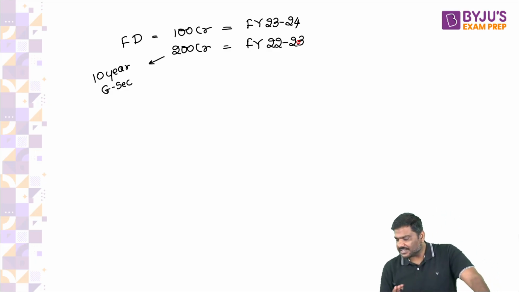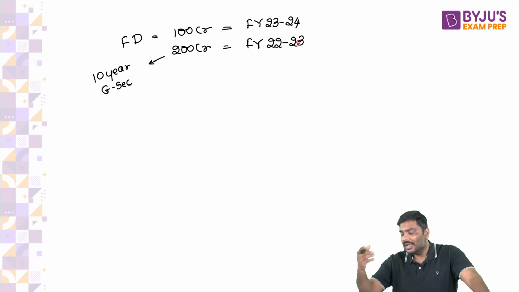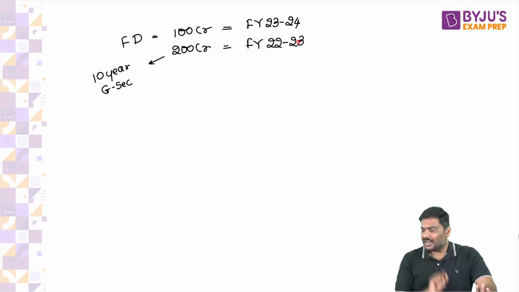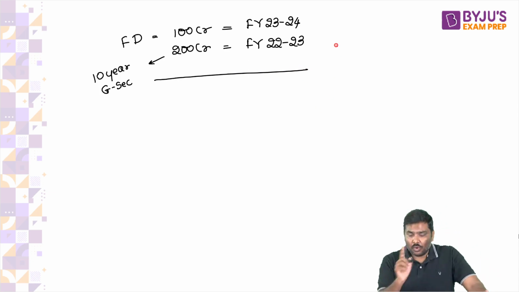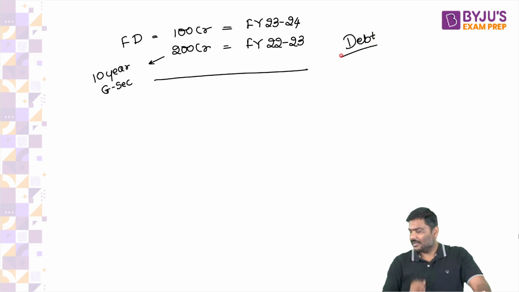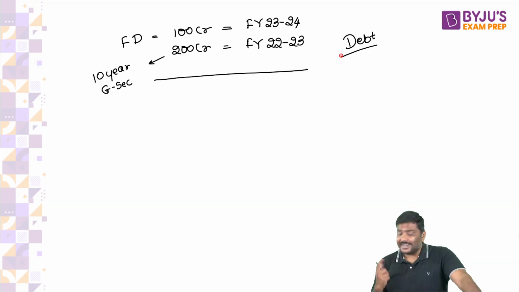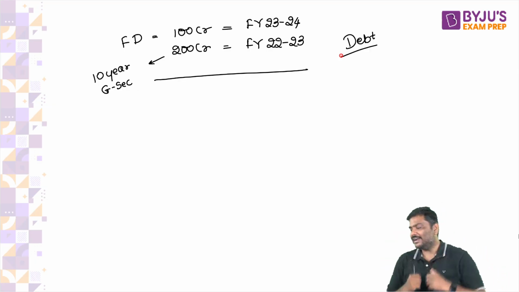Anybody has difficulty in understanding this? I'll repeat it again. Can I say this year's fiscal deficit is 100 crore and last year's fiscal deficit was 200 crore? Question number two. Please tell me what is the total debt of the government in this example? What is the total debt? Total debt of Government of India. Total debt means how much money totally the Government of India has to give back.